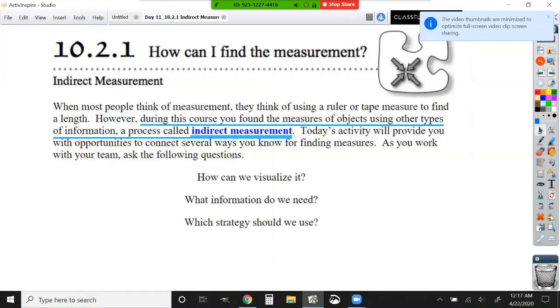All right. So, welcome to the session. This is section 10.2.1. How can I find the measurement? And we're talking about indirect measurement.